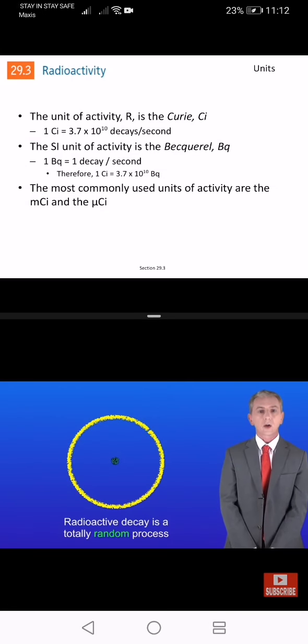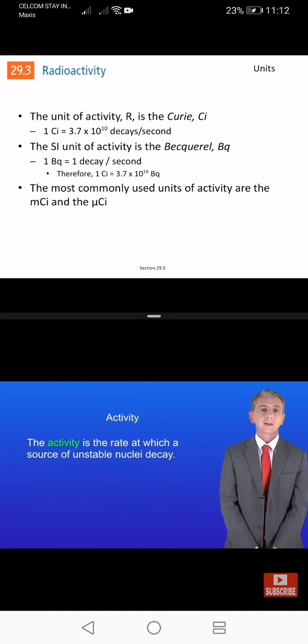So it's undergoing radioactive decay. Now, a really important point about radioactive decay is that it's a completely random process. Scientists cannot predict when a nucleus will decay. Now, the activity is the rate at which a source of unstable nuclei decay.